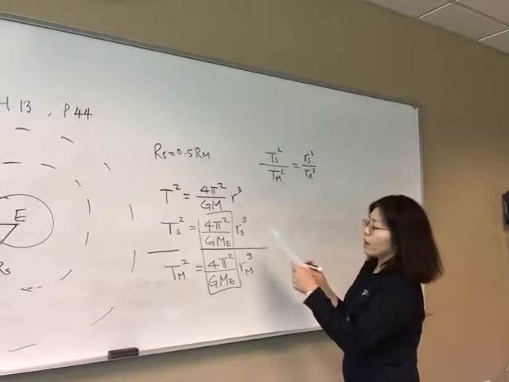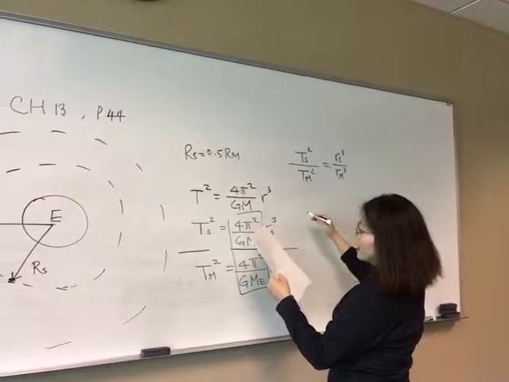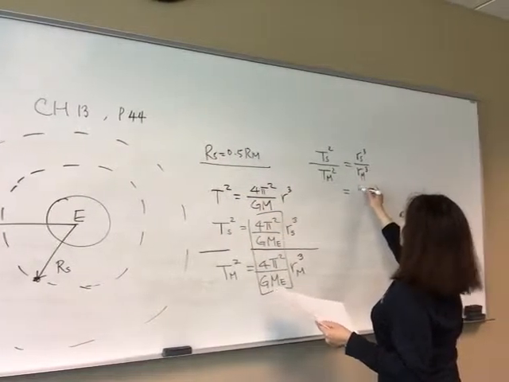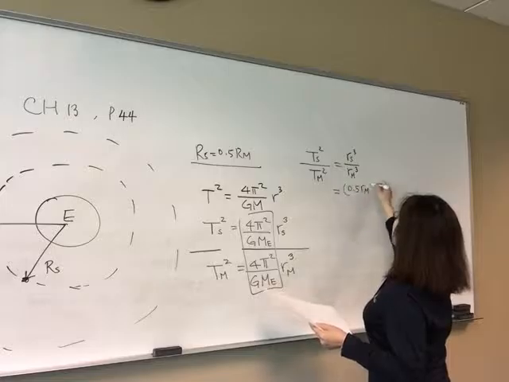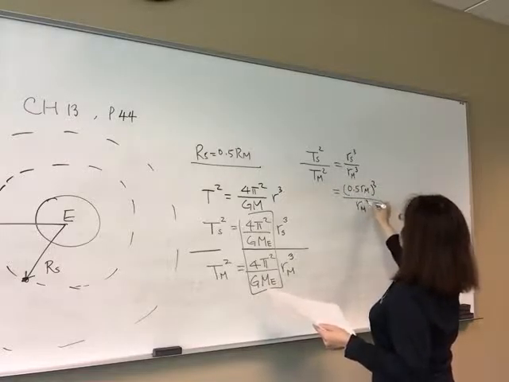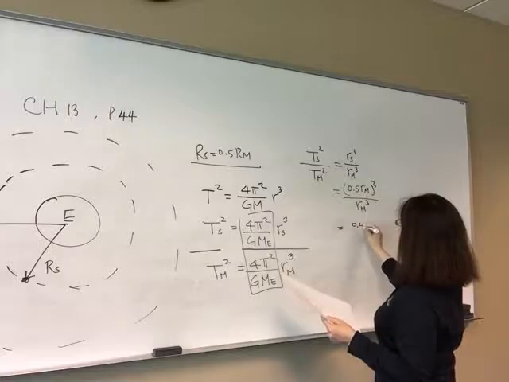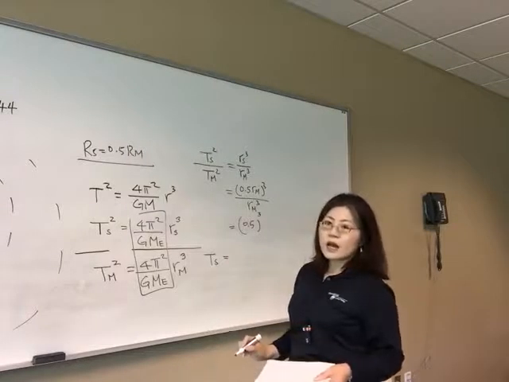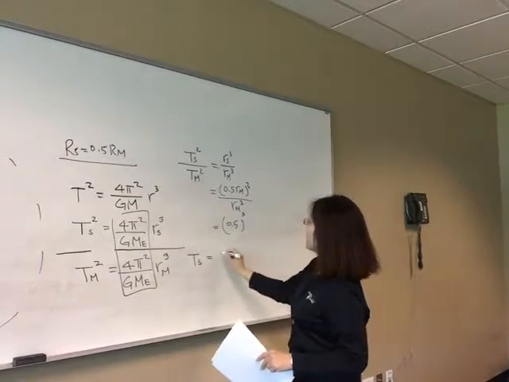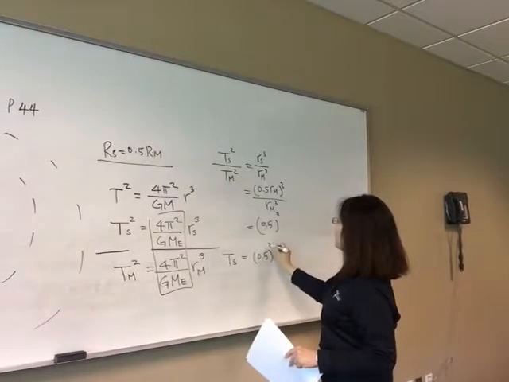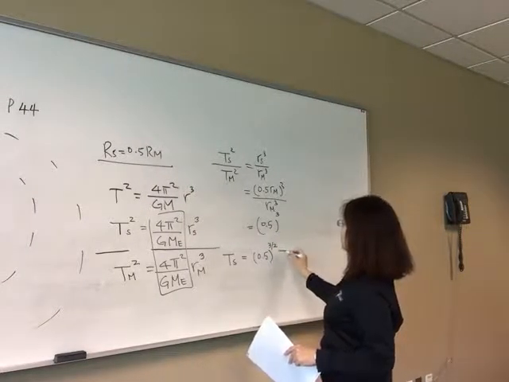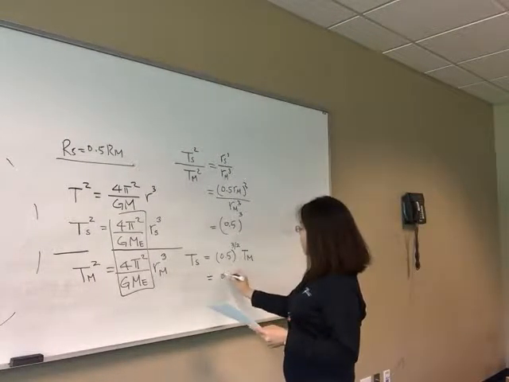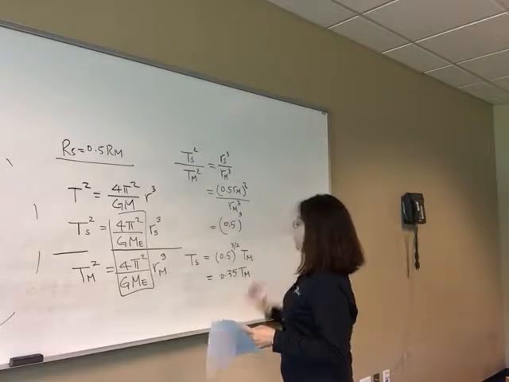Now we are ready to plug in the numbers. Your Rs is 0.5 Rm, so you have 0.5 Rm cubed over Rm cubed, which is just 0.5 cubed. So the period of the satellite, expressed in terms of the period of the Moon, is 0.5 cubed, square rooted, times Tm. After you do the calculation, you get 0.35 of a lunar month.